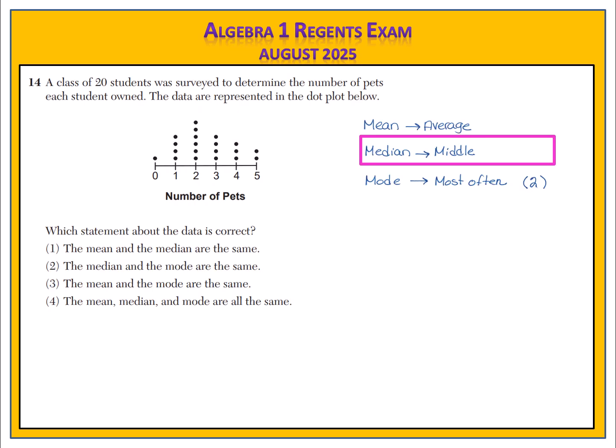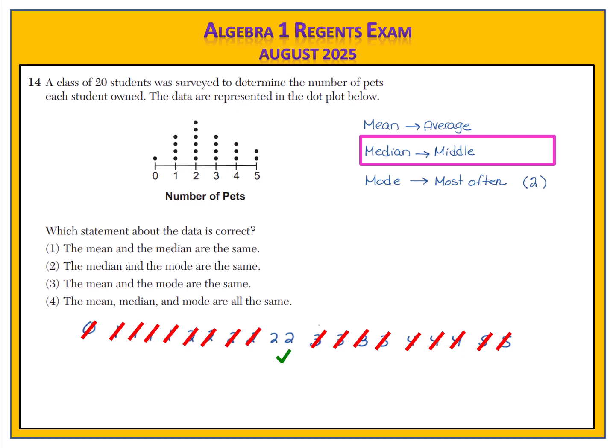Next, let's calculate the median. The median is the middle value. We would have to list all of the numbers out. 0, 1, 1, 1, 1, 2, 2, 2, 2, 2, 2, and so on and so forth, listing each number for each dot. We then count our way into the middle to find which number lies in the middle. If it's a single number, it's simple. That's the number we have. If there's a tie, we simply average them. Both numbers are 2. The average of 2 and 2 is 2. So the median is 2.